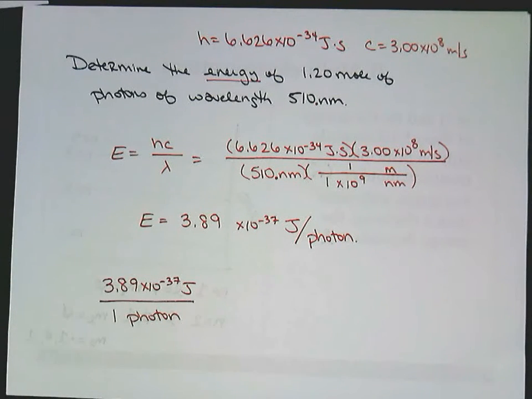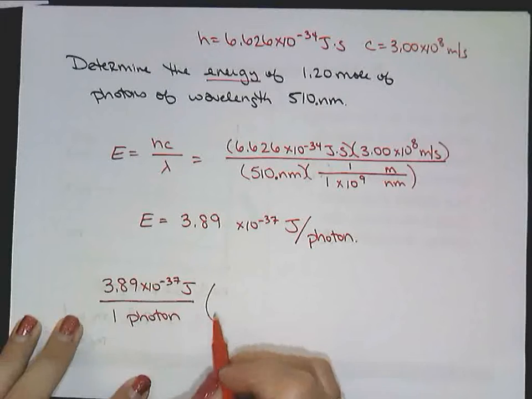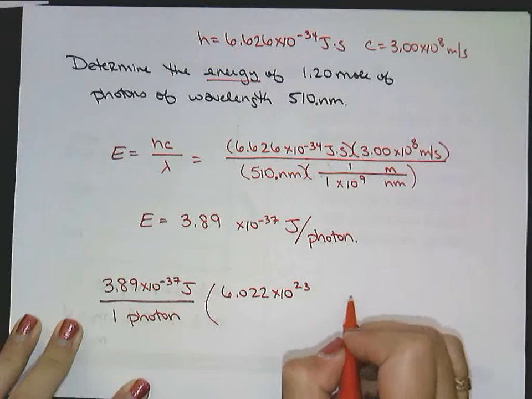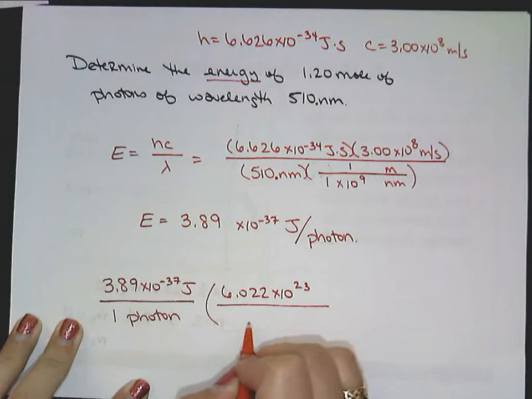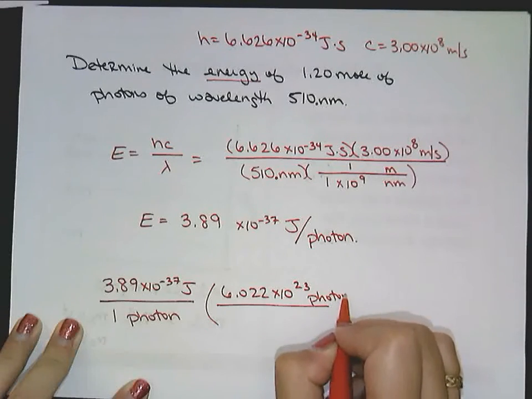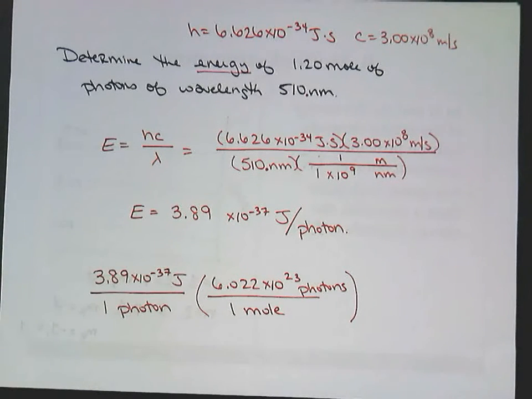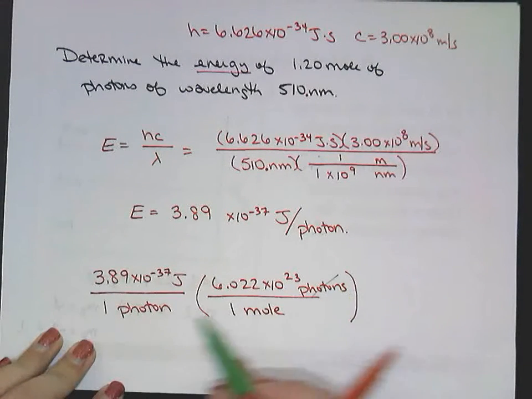Could I multiply it by 1.2 mole right now? Would any of the units cancel out? No, I'd be in crazy joule moles, or joule per photon moles, or something crazy. So I had to use something. All right, so now my photons can cancel out. Now I'm in joules per 1 mole. What do I have to do to get rid of those moles?